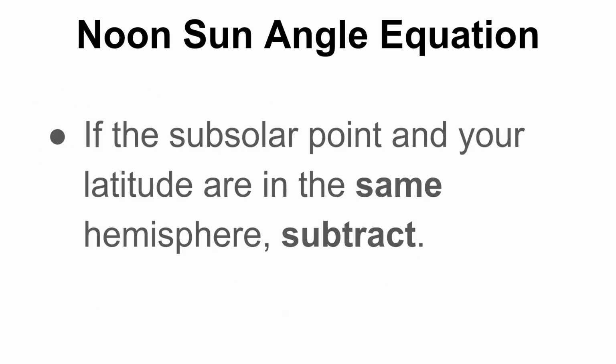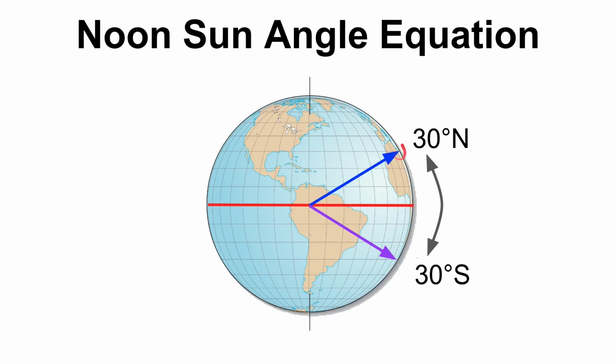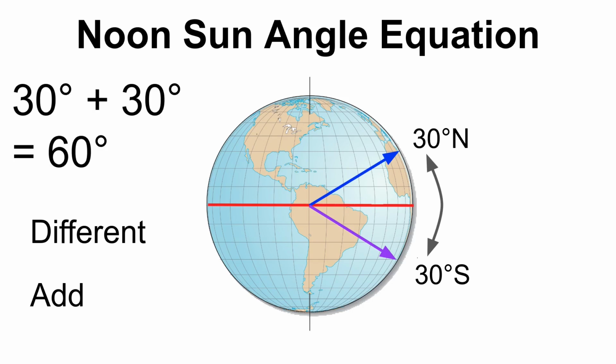Ta-da! If they're in the same hemisphere, subtract. If they're in different hemispheres, you add. So if we've got 30 north and 30 south, if you subtract, you're going to end up with 0. But really, here's the equator, so that's a 30-degree angle. Here's the equator, that's another 30-degree angle. So we're going to add. They're in different hemispheres, so we add 30 plus 30 equals 60 degrees. So the angle between them, if this was your location and that was the subsolar point, the zenith angle would be 60 degrees.